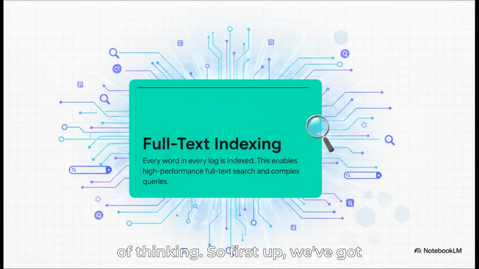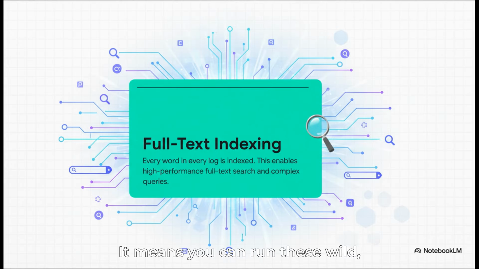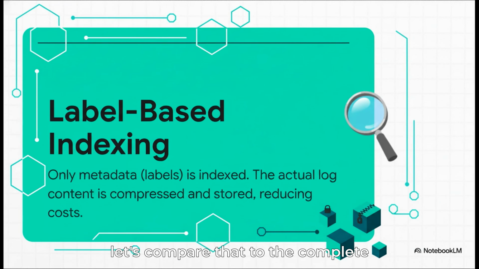So first up, we've got full-text indexing. This is the engine behind Elasticsearch and Kibana. The best way to think about it is like a search engine for all your logs. Every single word gets broken down and mapped in what's called an inverted index. What does that mean for you? It means you can run these wild, unpredictable searches across massive amounts of data and get answers back in seconds. It is incredibly powerful.